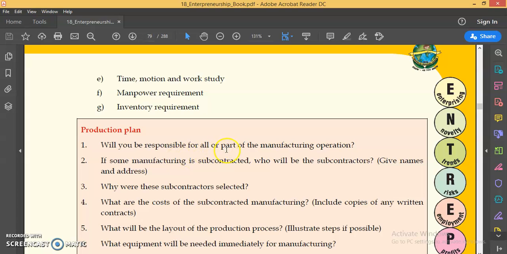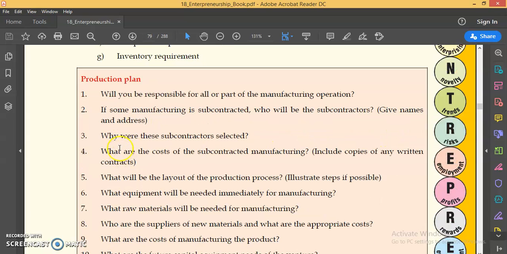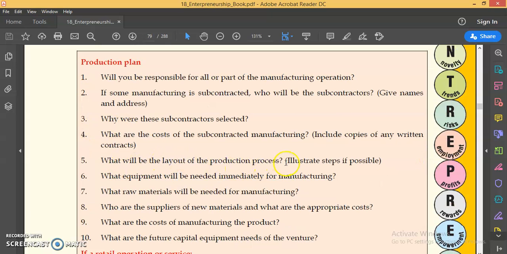Will you be responsible for all or part of the manufacturing operations? Is some manufacturing subcontracted? Who will be the subcontractor? Give names and addresses. Why were these subcontractors selected? Why did you select them? Okay, maybe because of the quality, or because they're giving in time, or because they're very close. What is the cost of subcontracted manufacturing? Include copies of any written contracts. What will be the layout of the production process?